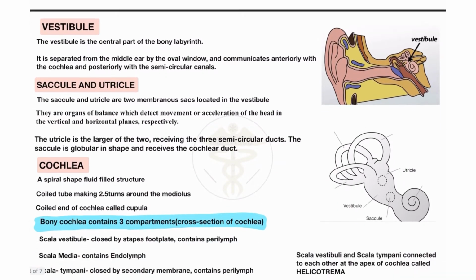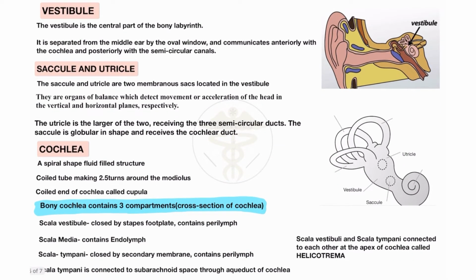The saccule and utricle are part of the membranous labyrinth and are two membranous sacs located in the vestibule. Here you will see this is the utricle part and this is the saccule part. So it is present in the vestibular part. The saccule and utricle are two membranous sacs located in the vestibule.